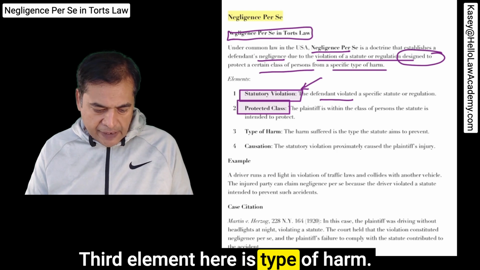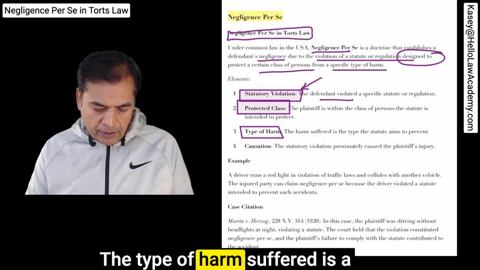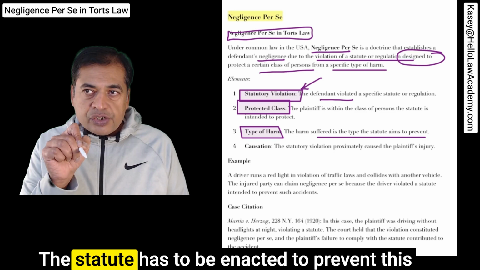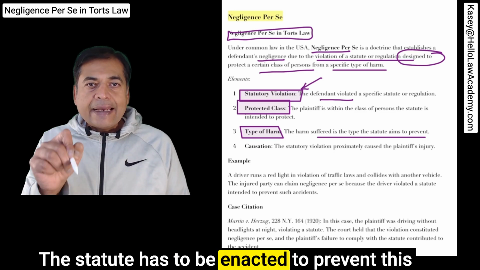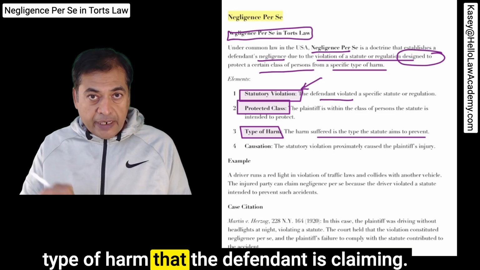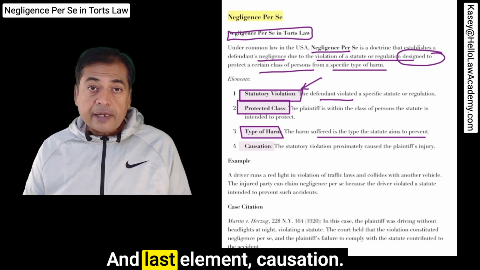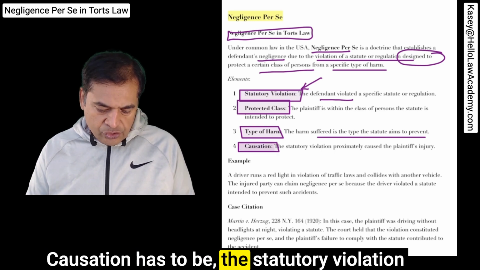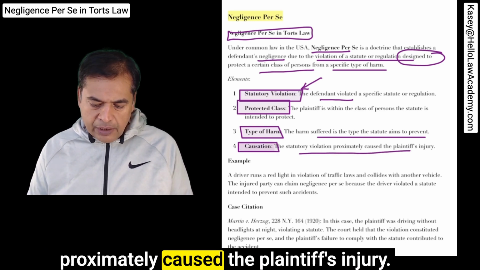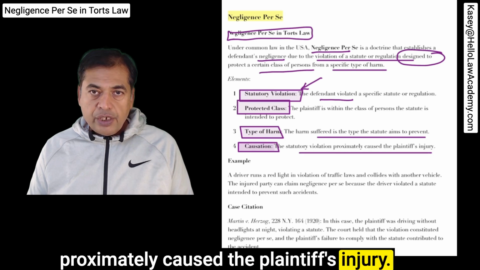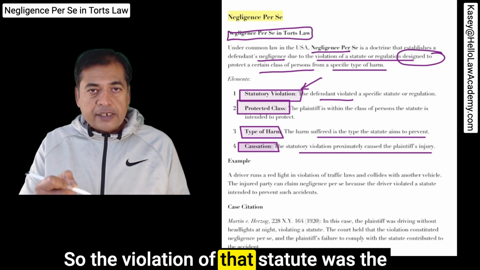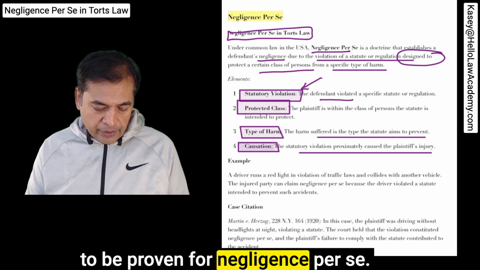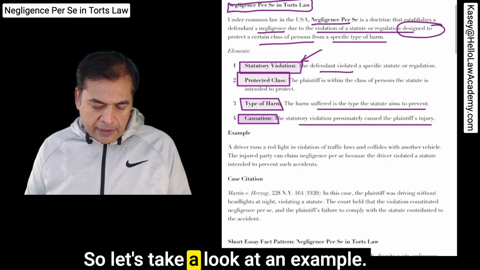Third element here is type of harm. The type of harm suffered is a type the statute aims to prevent. The statute has to be enacted to prevent this type of harm that the defendant is claiming. And the last element, causation. The statutory violation must have proximately caused the plaintiff's injury. So the violation of that statute was the proximate cause of that injury, and this has to be proven for negligence per se. Let's take a look at an example.